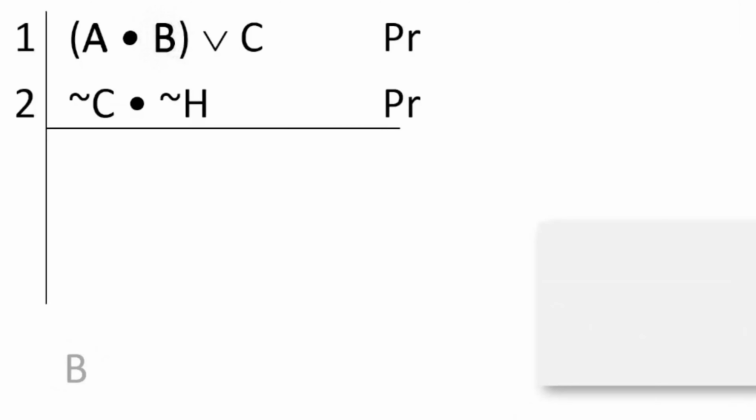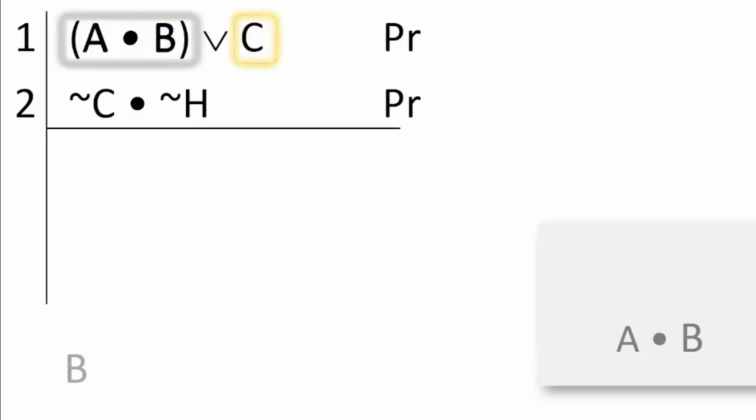So the first thing to aim for is to try to derive the conjunction. The conjunction is a disjunct. And we know a rule that allows us to derive a disjunct, disjunctive syllogism. What we would need to have is the negation of the other disjunct. So in this case, we would have to have not C. Can we get not C?